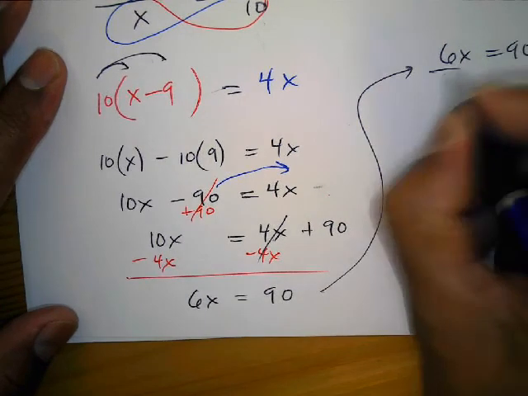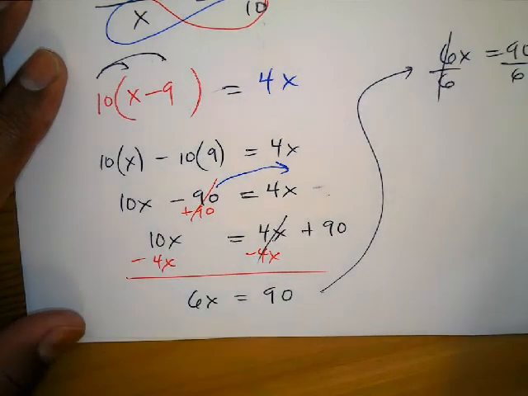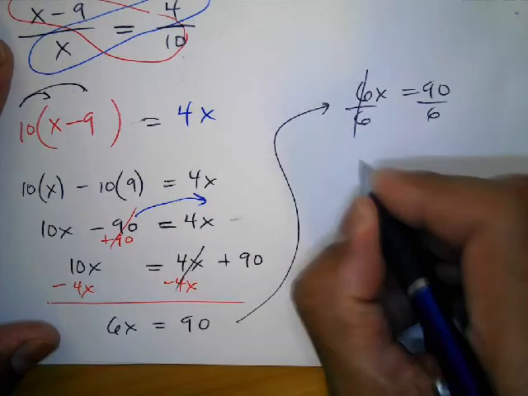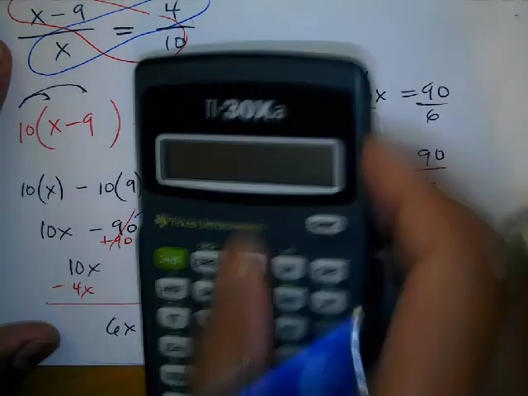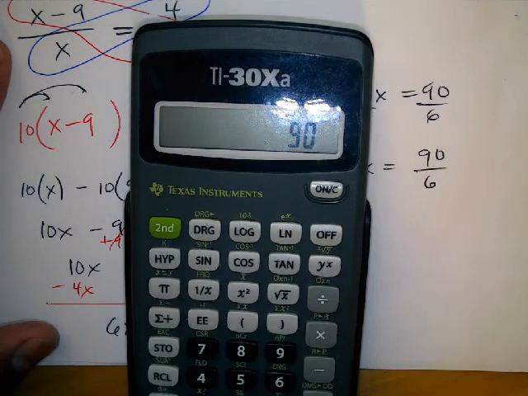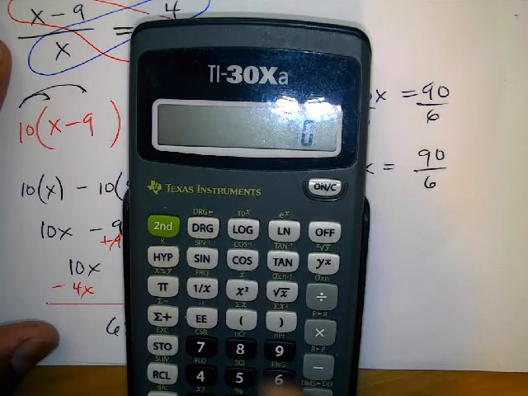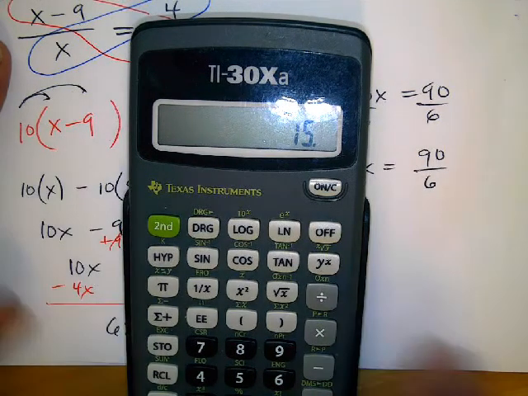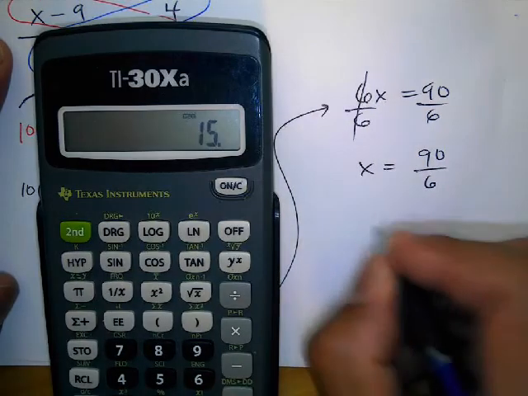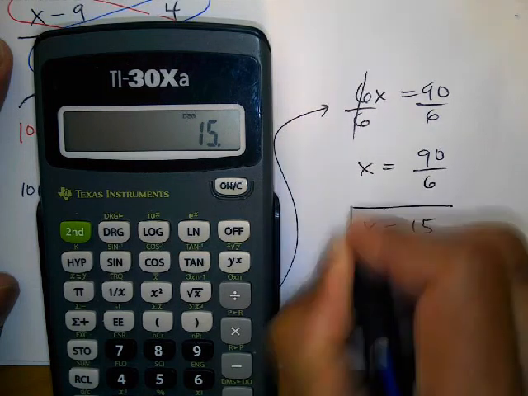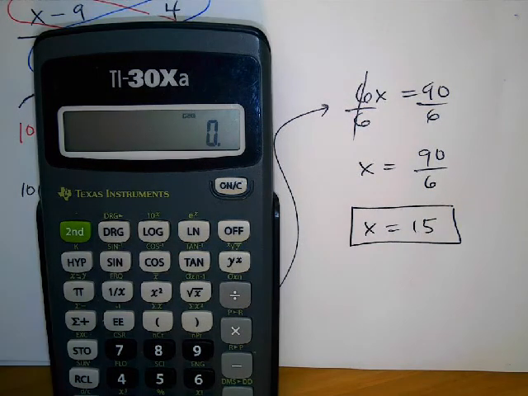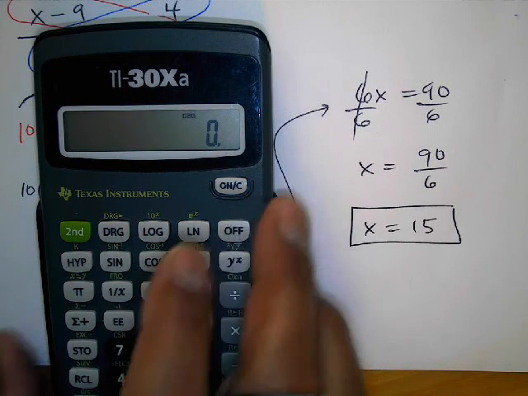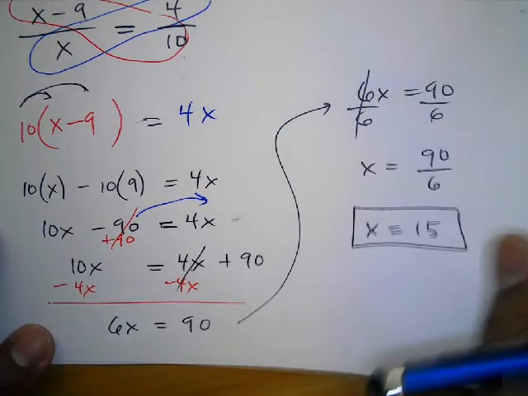6x equals 90. That's going to be 6x equals 90, divided by 6, divided by 6. That's going to be x is equal to whatever 90 divided by 6 is. Can 90 be divided by 6? I don't know. Let's see. 90 divided by 6, oh, gives us a nice answer there. X equals 15.